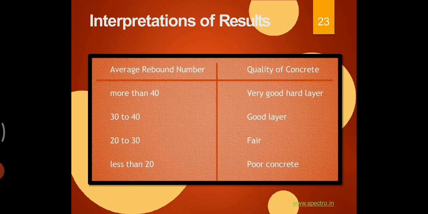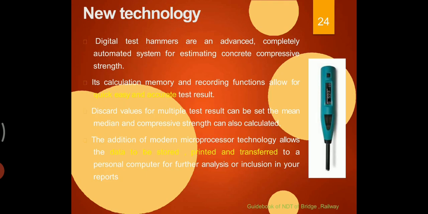Suppose the average rebound number is more than 40, so its quality is very good and it is a hard layer. If its value is between 30 to 40, then it can be designated as a good layer. If the value is 20 to 30, it is fair quality concrete. If its value is less than 20, that concrete is said to be poor concrete. So like that we can designate the concrete based on the rebound values.